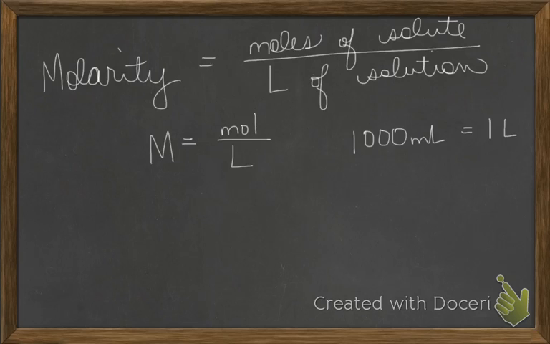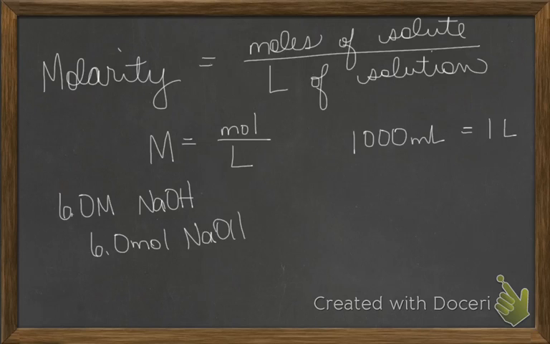Now, let's say we have a 6 molar solution of sodium hydroxide. And again, 6.0 M, what we say is 6 molar. You don't say 6 molarity. We would pronounce that 6 molar. What that means is that there are 6 moles of sodium hydroxide for every 1 liter of solution.